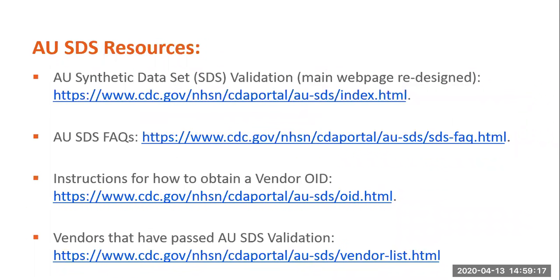We've redesigned the main AU SDS webpage and added resources. We now have FAQs posted, instructions for how to obtain a vendor OID, and a page that lists the vendors that have passed AU SDS validation. The links are on this slide, as you can see, but I'll share a screenshot of each and go into a little bit more detail on the next few slides. Next slide, please.